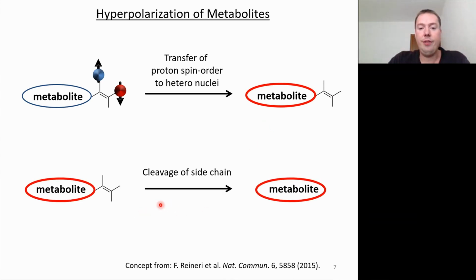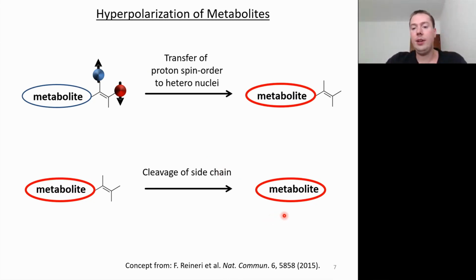You do a very fast cleavage of the side chain, and then in the end you obtain your hyperpolarized metabolite via parahydrogen that you can then actually use for metabolic analysis. And that's a procedure that just takes a couple of seconds to accomplish.